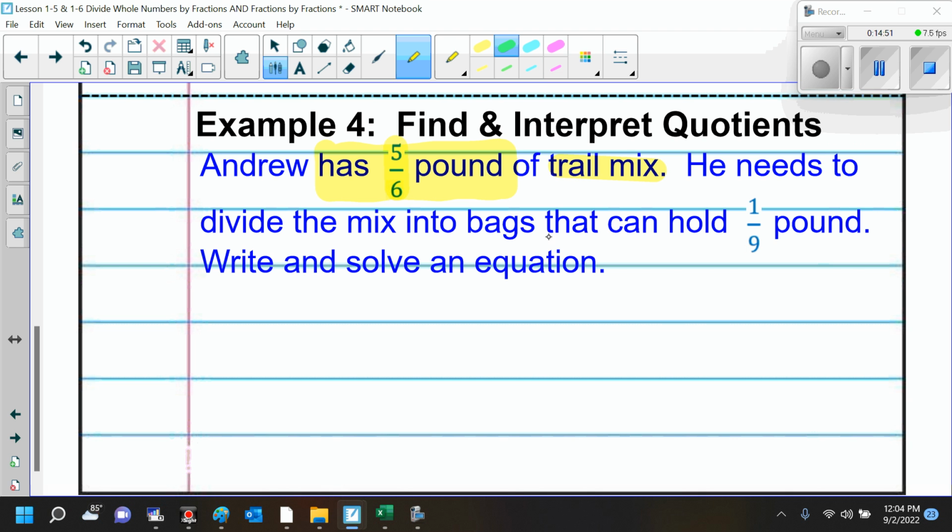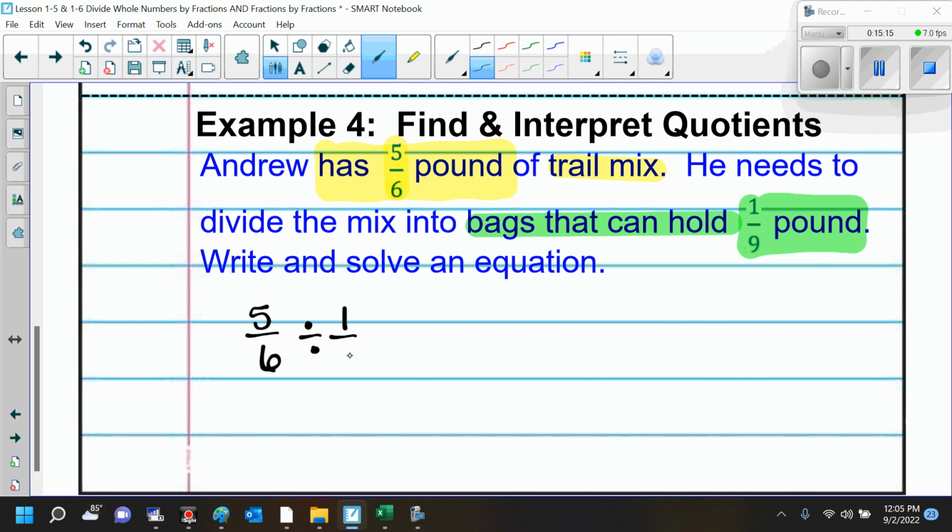He wants to divide the mix into bags that can hold 1/9 pounds. So we want to know how many 1/9 bags we can get out of the 5/6. Does everyone understand that? So we're going to start with the 5/6, and we want to divide by 1/9. We want to know how many 1/9 bags we can get out of the 5/6. Make sense? All right.